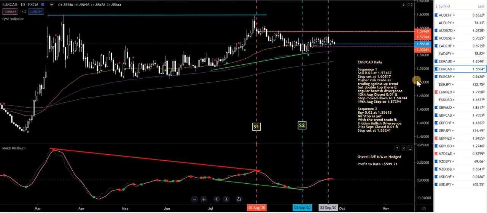Alright, Euro Cad, what are we doing here? We've got a sell, closed half, got a stop in place, nice off that double top there, which, even though it's a high risk trade, is one I'm going to take every day of the week. Worked out alright, can't lose on that.